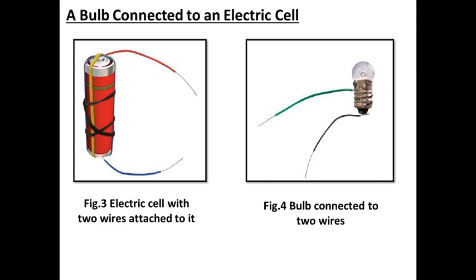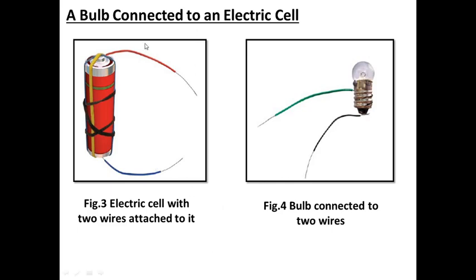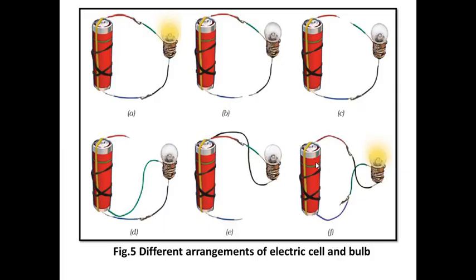So what we are going to do with this? We are actually arranging the electric cell and the bulb, but in a different manner. You can see from the image, it is one wire, it is a second wire, correct? Two ends. Here is also one wire, here is also a second wire. So six arrangements we have to do. This is actually an electric circuit.